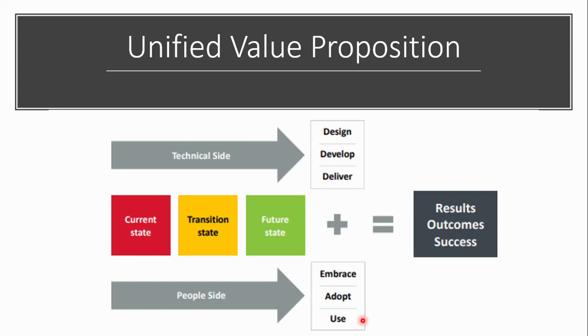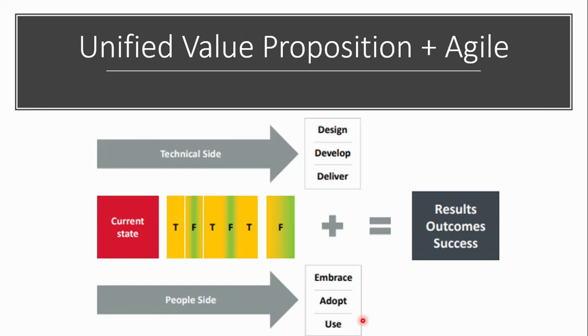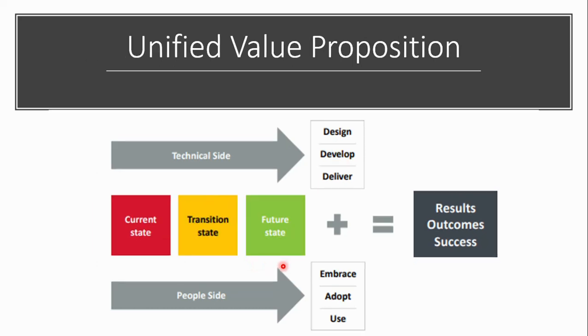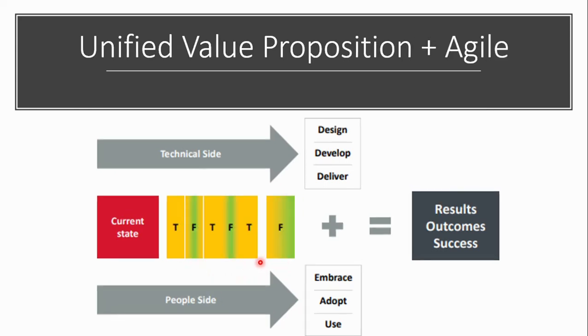I hope you can remember this diagram that we did last time. Since we are on an iterative cycle, we had the current state, and each iterative cycle will have a transition state and a future state, transition state and a future state, to come into the future state. Previously, in a traditional project management perspective, there was a current state, a transition state, and a future state. But in a more agile concept, the unified value proposition, each iterative cycle will have a transition state and a future state.